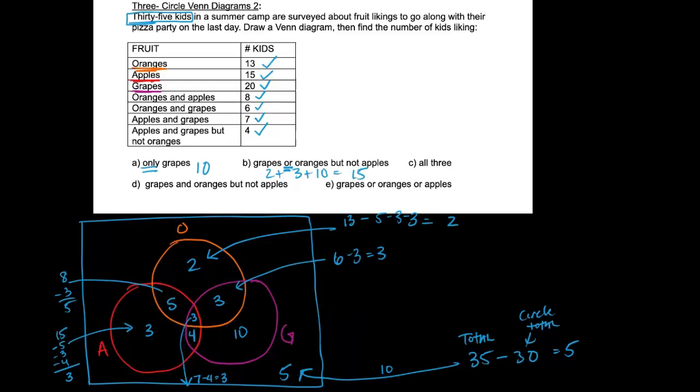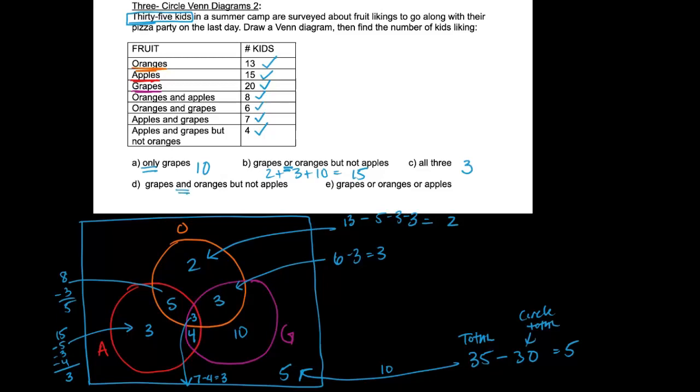For C, we want how many kids like all 3. Well, that's a little bit easier because I'm looking at just the center of the diagram where all 3 circles intersect, so that's just 3. Okay, whoops, and I erased my 4. I'll put that back. Okay, the next one, how many kids like grapes and oranges but not apples?